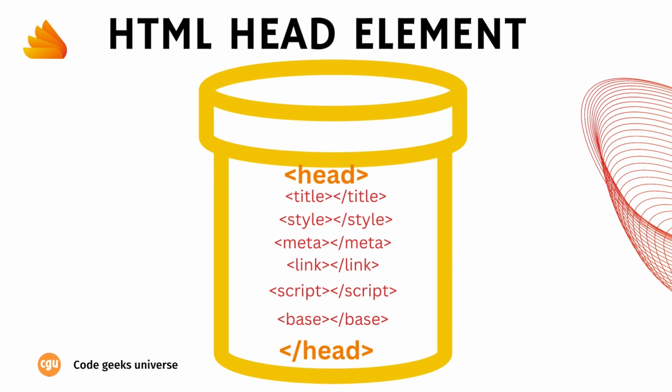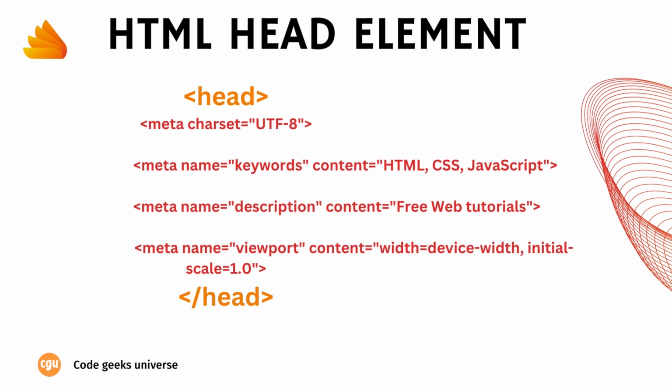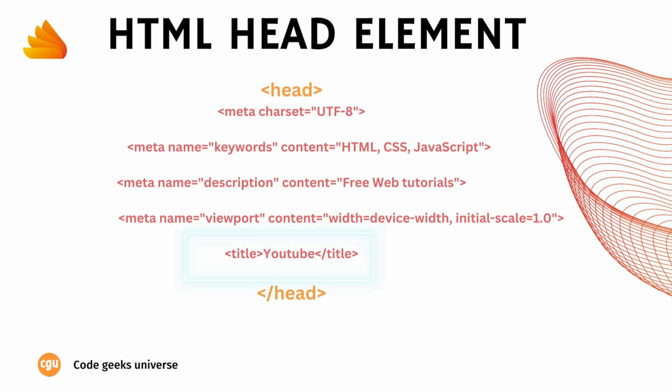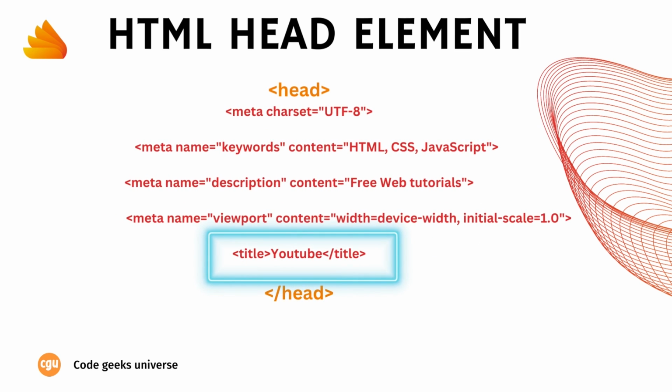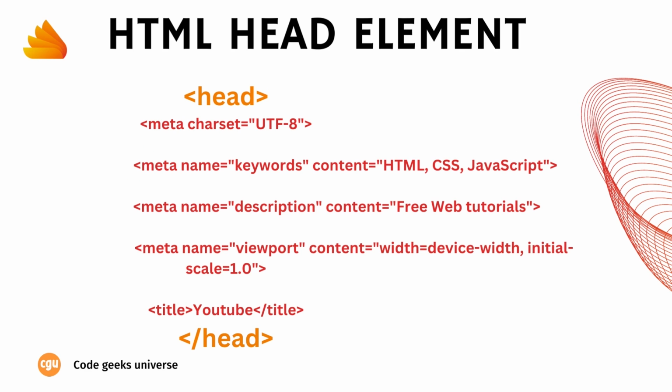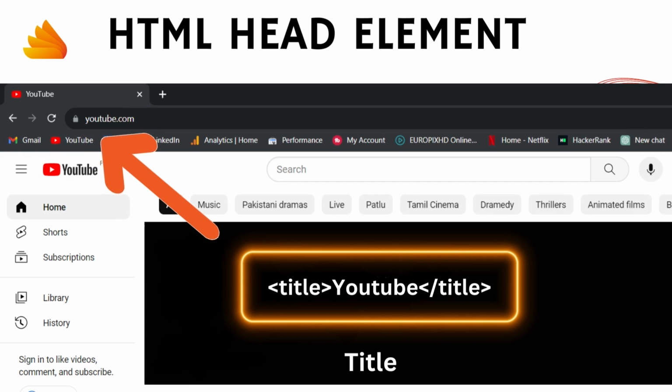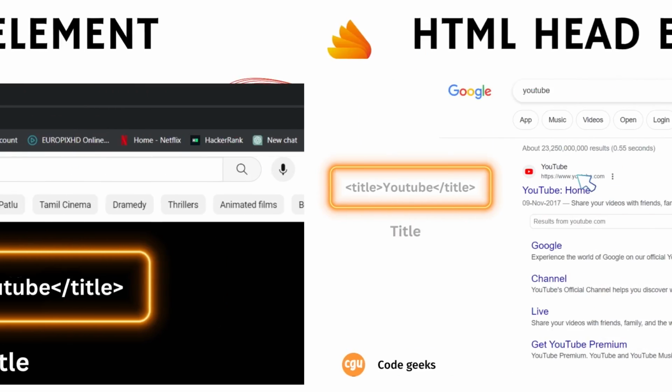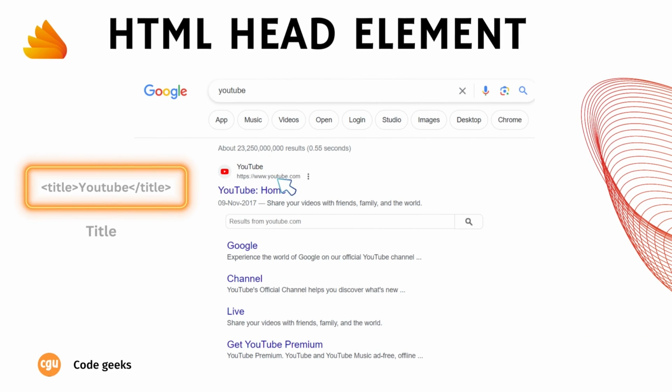And now inside the head element you will find metadata. These are pieces of information about your web page that don't show up on the page itself. Elements like title, which define the title of our web page, and meta tags, which provide information like character encoding and viewport settings. The title tag nested inside the head element is like the name of our web page. It's what appears on the browser's tab or in search results.